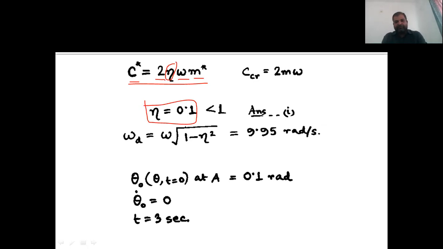And as you know, if your eta value is less than 1, then this is the underdamped free vibration case. Am I right? So this is your first answer, and from this you can say that it is my underdamped free vibration case. So once you know this, you can use the formula for the underdamped free vibration case as well as the frequency. As you know, the underdamped frequency is omega d, and we have defined omega d as omega under root of 1 minus eta square. So my underdamped frequency is 9.95, if you put the value of omega, which is 10 radian per second, and eta equal to 0.1 into this.